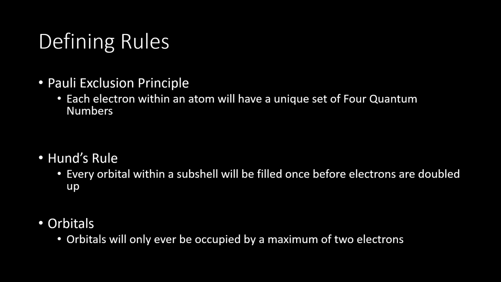Hund's rule says that every orbital, so every M sub L, every orbital within a subshell, so within s, all the 3 orbitals within p, the 5 within a d subshell, the 7 within an f subshell, every orbital will be filled once with an electron before any orbital will be filled with a second electron. And orbitals will only ever be occupied by a maximum number of 2 electrons.